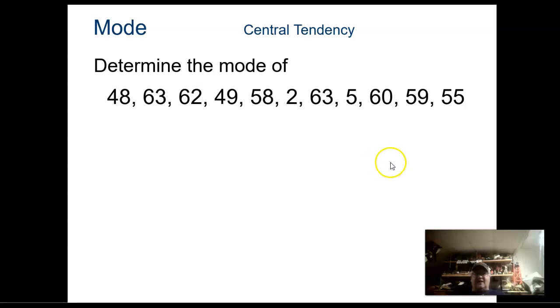So let's take a look here at determining the mode of this data set. As we look at it, you can see we've got 63 appears twice. As I'm looking over, 48 is only once. So I got 55, 59. I'm looking for any others that occur more frequently. So here as well, we only have 63 that is occurring more than once, so that is our mode.